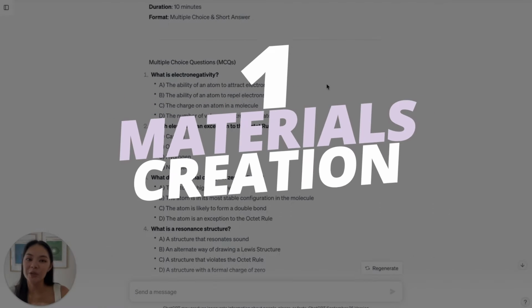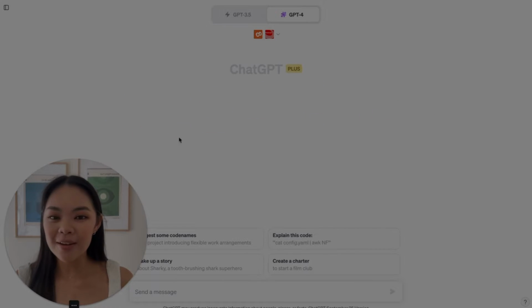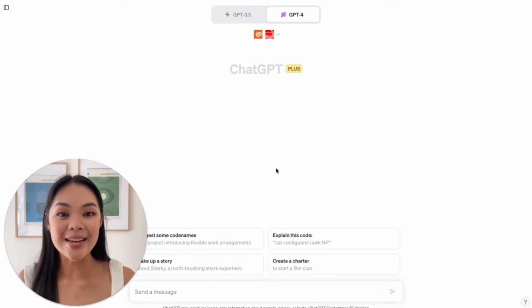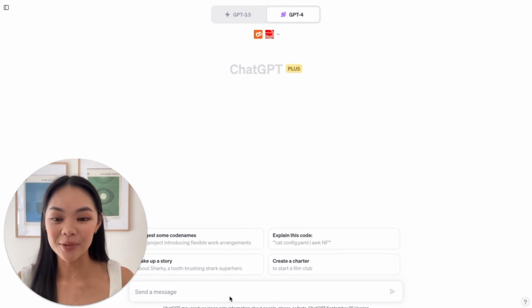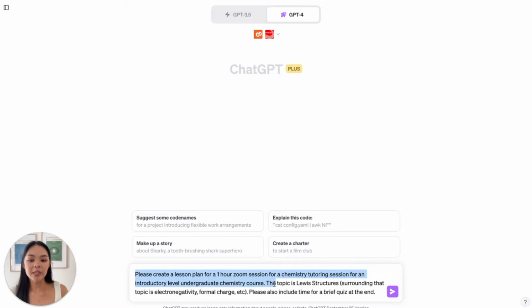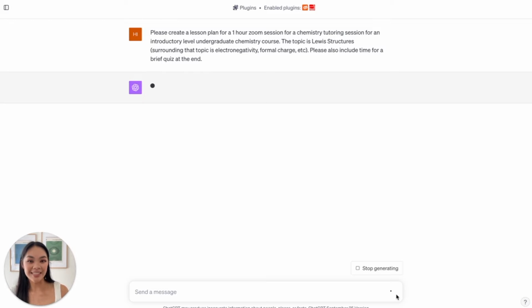Tip 1, materials creation. As a tutor, you can harness ChatGPT to create engaging and creative lessons for your students. Let's take a look at an example. What I've written here is: please create a lesson plan for a 1-hour Zoom session for a chemistry tutoring session for an introductory level undergraduate chemistry course. The topic is Lewis structures. Surrounding that topic is electronegativity, formal charge, etc. Please include time for a brief quiz at the end. So if I shoot this through, let's see what the results are.